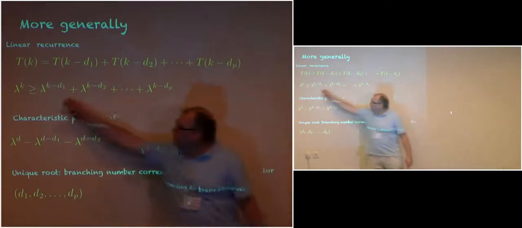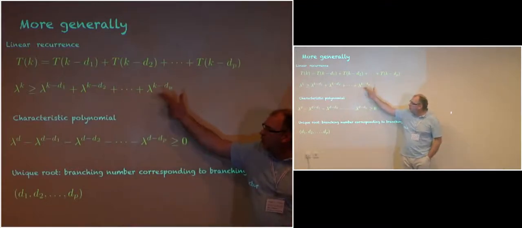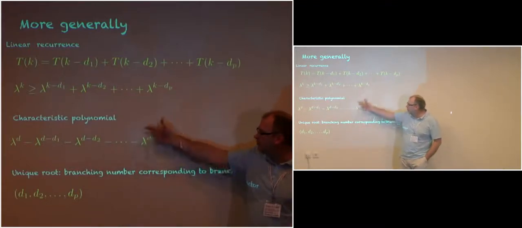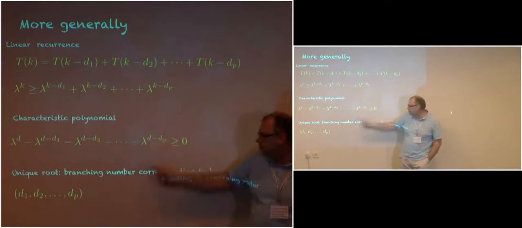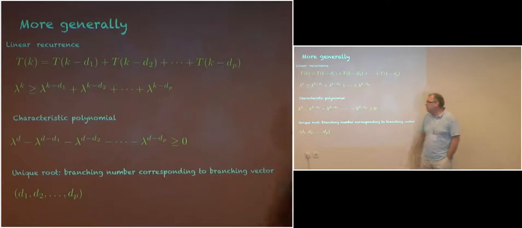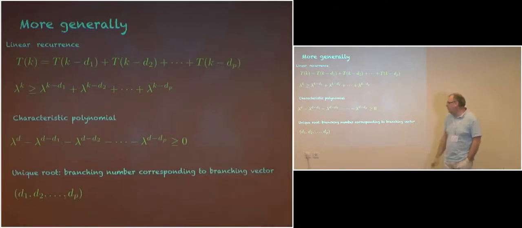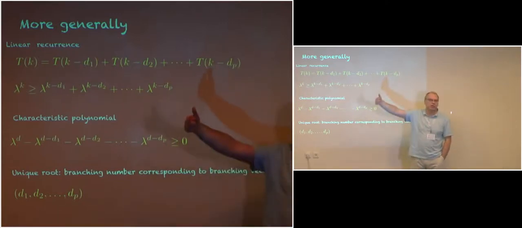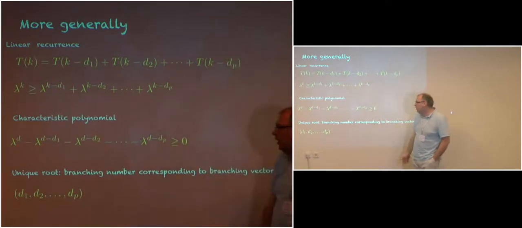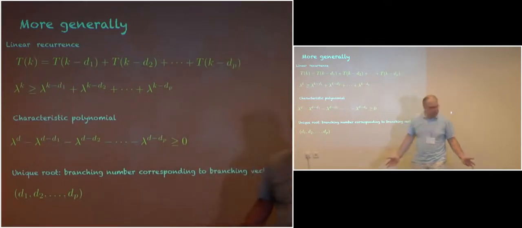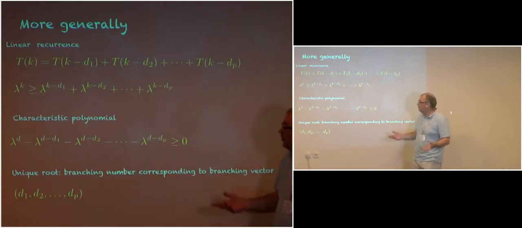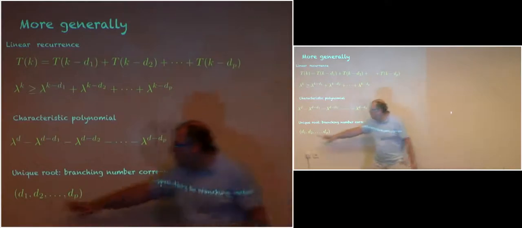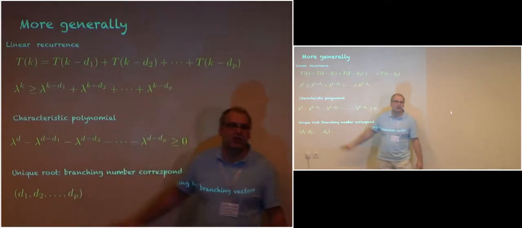by making use of this inequality, which brings me to just finding the root of this characteristic polynomial. Again, it's not so important, but this type of polynomial has a unique non-negative root, and this unique non-negative root corresponds to the base in the exponent, which estimates the size of the branching tree. The root of this polynomial depends only on the numbers d1, d2, ..., dp. These numbers are called the branching vectors.